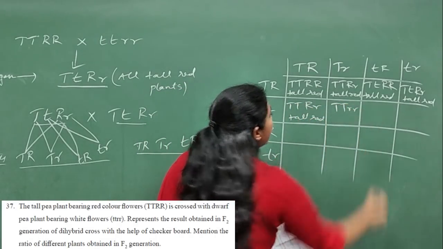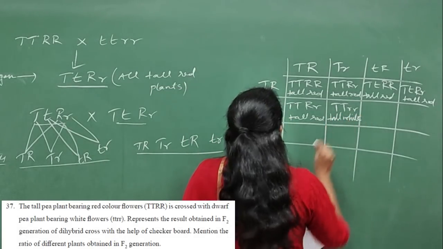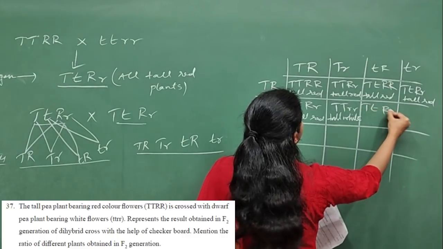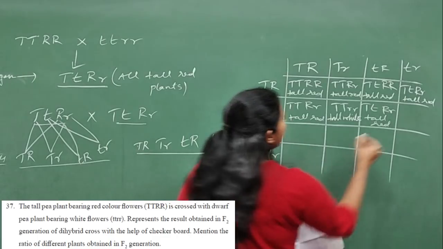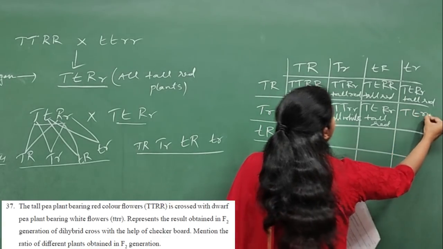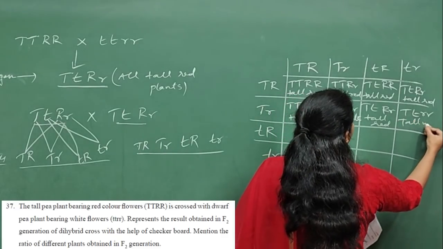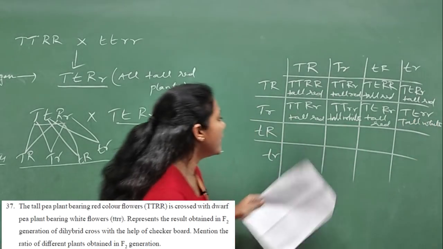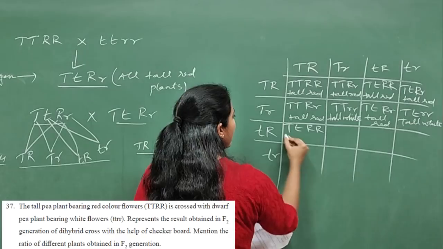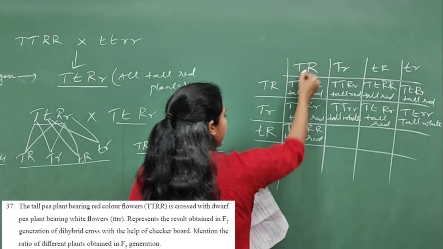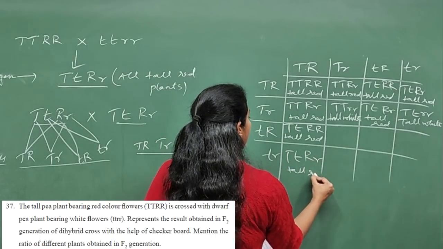Then this fellow will be tall white variety, right? Tall white variety. Then capital R small r. So this is also tall red variety. Then T small r small r, this joined with this, so you get tall white variety. Okay, so like that you should fill this also. This combined with this, capital T small t capital R, tall red variety. This combined with this, T capital R small r, so this is also tall red variety.